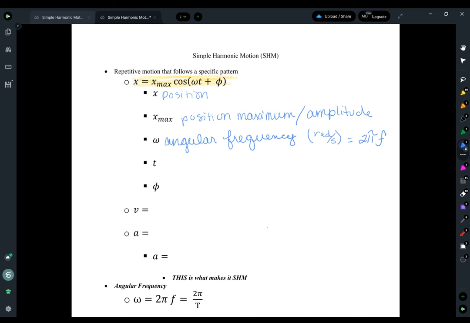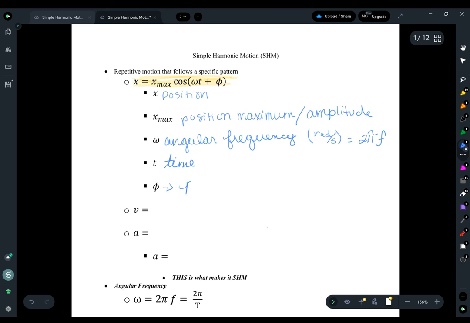Then we have the angular frequency multiplied by time, of course, because it's a position as a function of time equation. And then we have this phi, which is really called a phase angle. And you might be like, I don't even understand what phase angle means. And the phase angle is really more like the fudge factor.